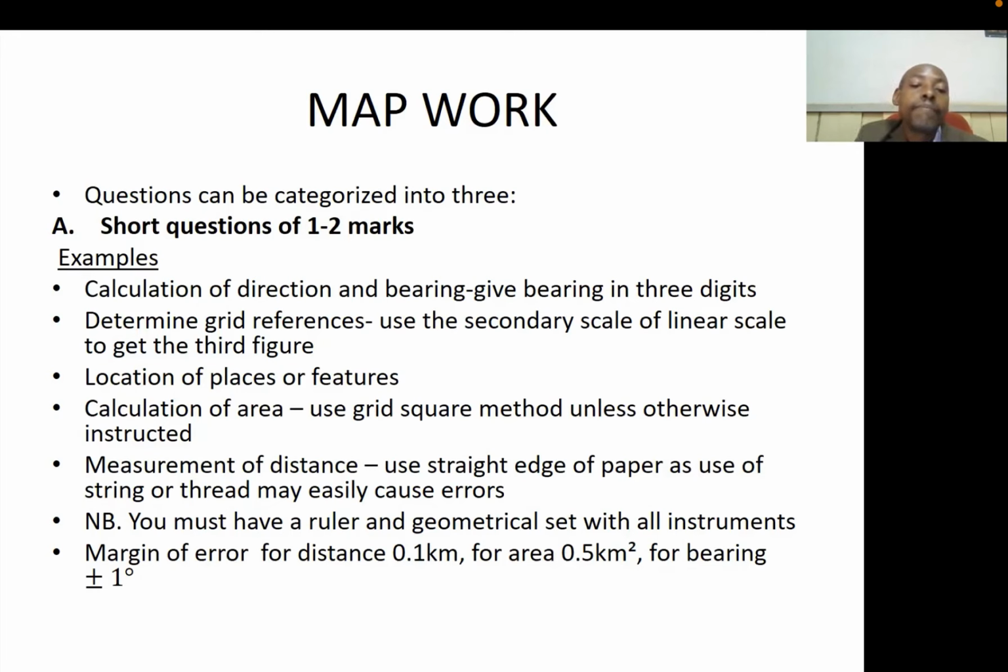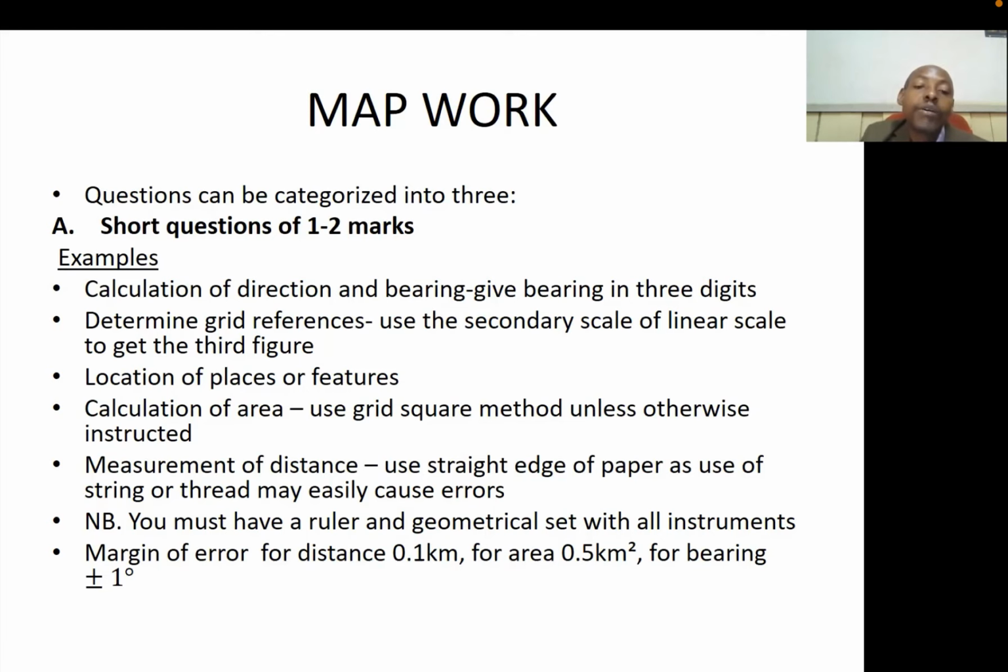Measurement of distance. Here, I will encourage you to use a straight edge of a paper, as use of a string or a thread may easily cause errors. Sometimes students wonder, now that both the question paper and the answer booklet are combined into one, where do they get a straight edge of paper? If you look at the question paper, you will realize that the last page is usually blank. You can tear a small piece of paper from that last page and use it to help you measure distances with ease.